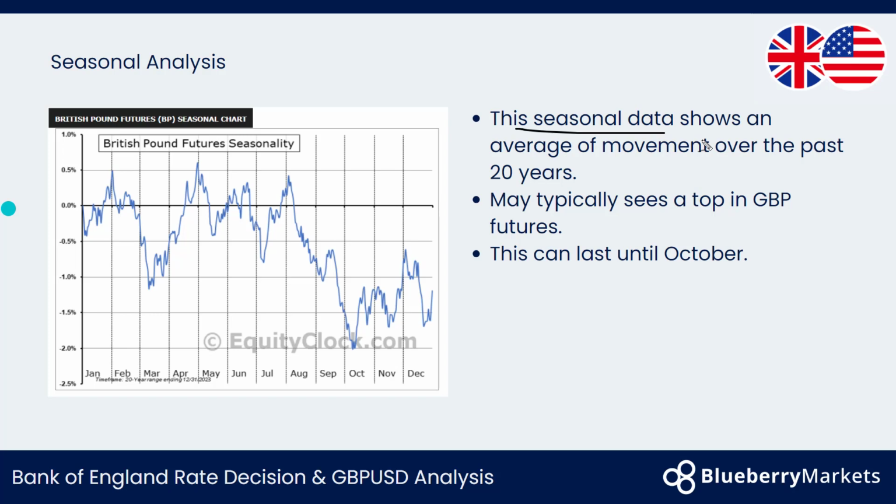Seasonals data shows an average of movement over the past 20 years, and May typically sees a top in pound futures, and this can last until October. So what I've got here is a pound futures chart, and the blue price line here is an average price movement over a 20-year period. You can see here the 20-year time frame ending in sort of 2023 there.